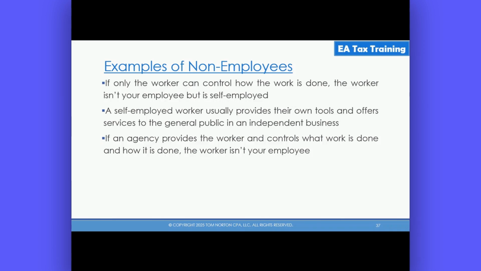However, if they work for an agency, so there are a lot of agencies out there who will provide nannies and other type of caretakers. Well, if the agency is controlling when they work and is paying them, and then sometimes if that person can't show up, the agency sends a substitute to work for the day. Well, in that case, they are not your employee. They are an employee of the agency. The agency will pay them, give them a W-2, etc.